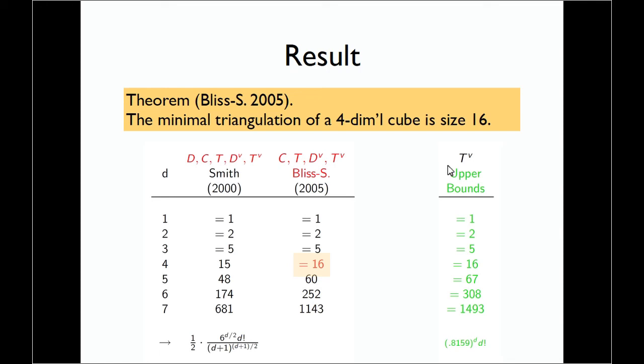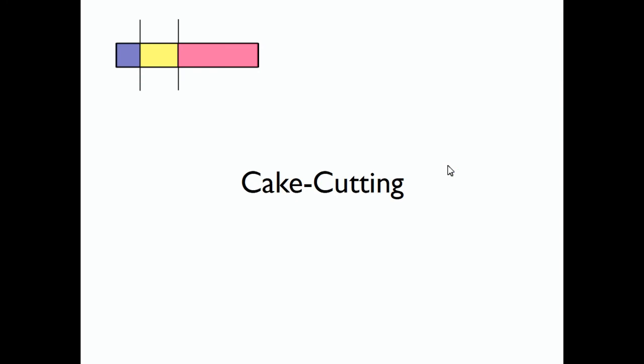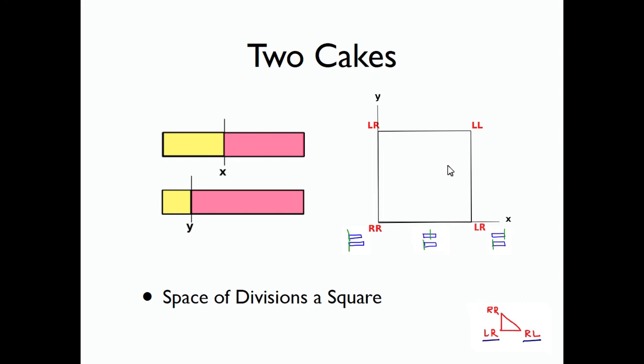Second application, K-cutting. If you are interested in dividing more than one object, let's say you have two cakes and you want to divide them simultaneously, you might think, wait a minute, that's easy. Just do one and then do the other. Well, the problem with that is that what you just assumed is the cakes are separate objects. Whereas in reality, when you have more than one object, what you choose here may affect what you choose here. So now that the preferences are linked, it's a more interesting question.